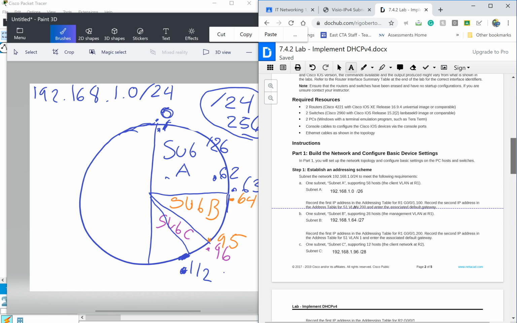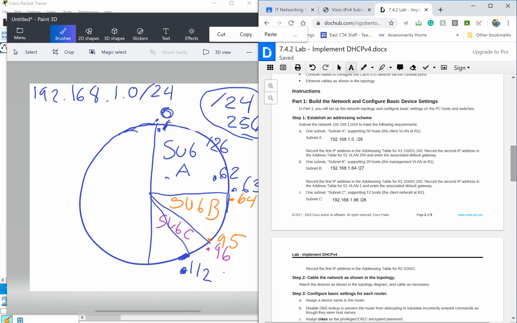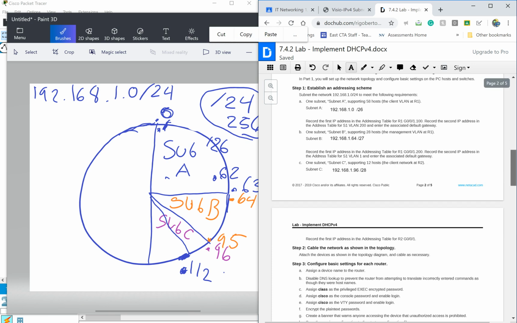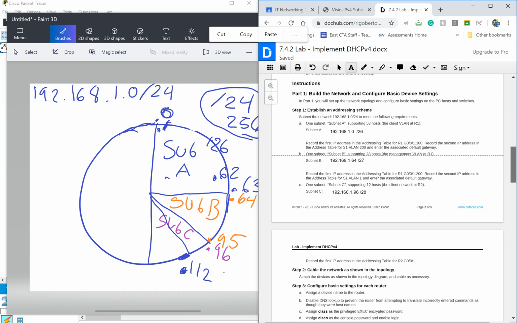All right, so it says enter the associated default gateway. Well, we're going to have to revisit that one. Not a big deal. Mistakes are made. As long as we fix them and we make it work, it's all good. All right, so next one.